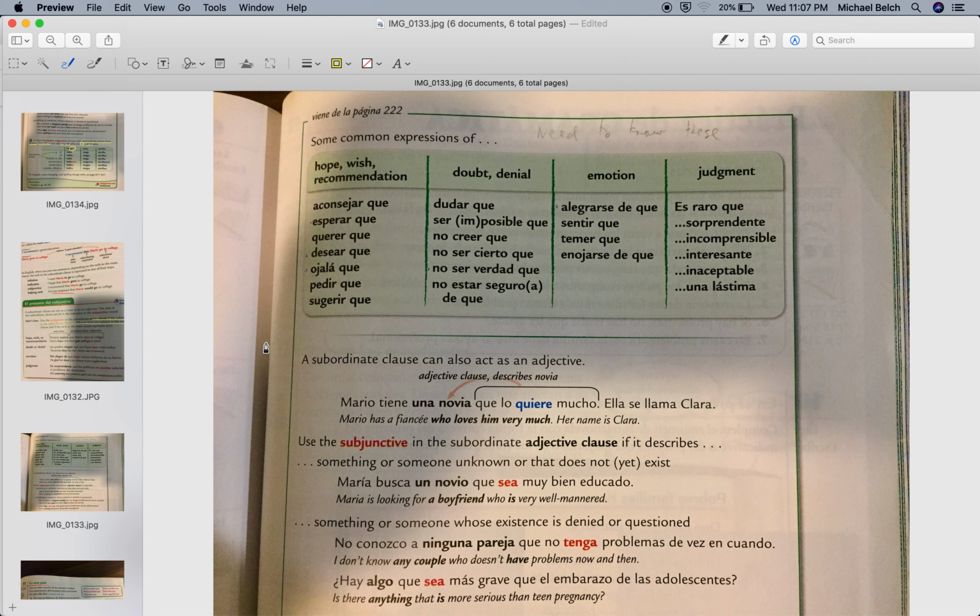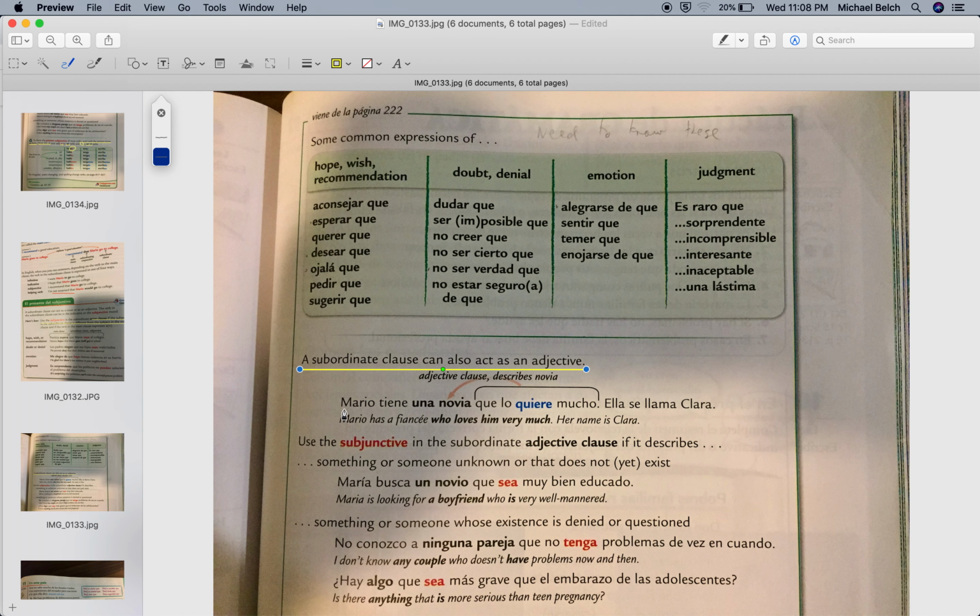But sometimes we have a different thing going on in the subordinate clause, okay? So here, a subordinate clause might not have that noun verb. It might be an adjective, okay? So what do we mean by that? I'm going to start here in English. Mario has a fiance who loves him very much. Her name is Clara, okay?